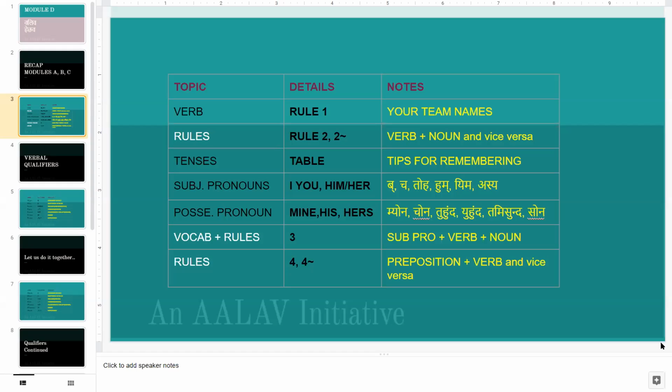And then we learned about rule number 1. What was that? That a standalone verb itself conveys a lot of meaning in the language.